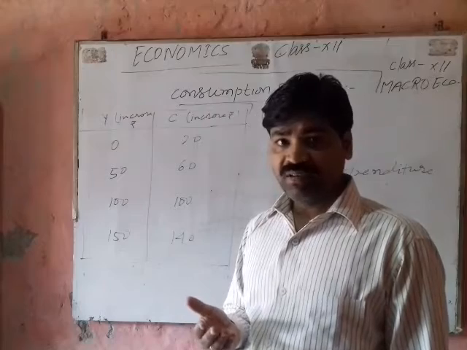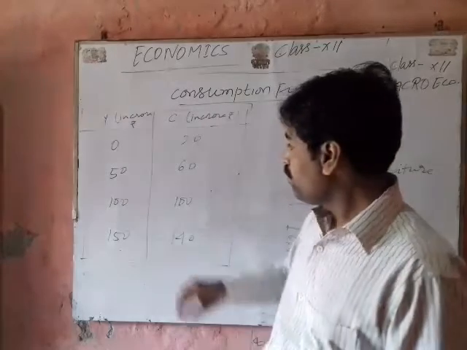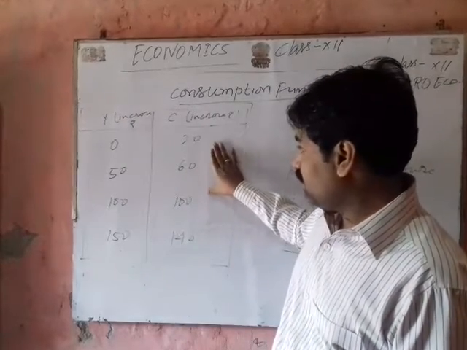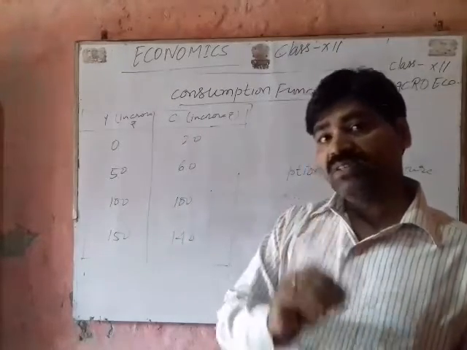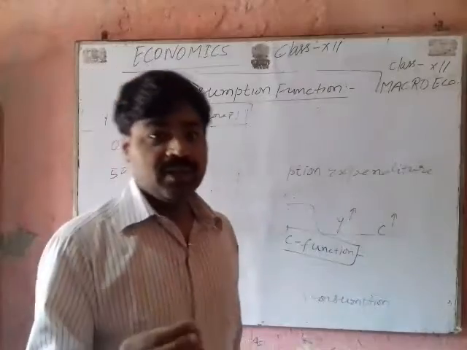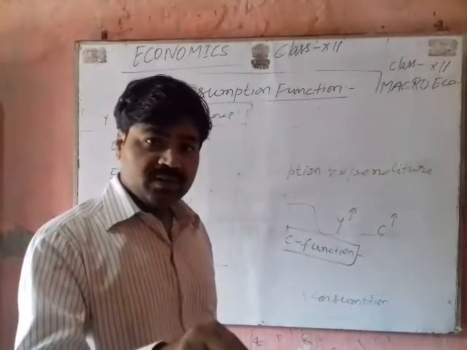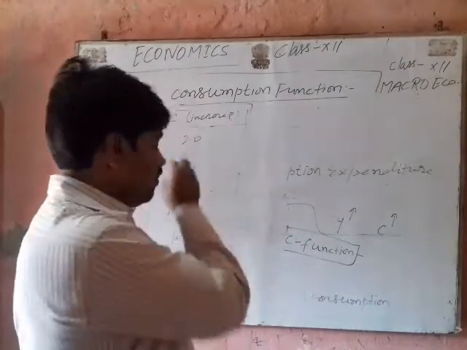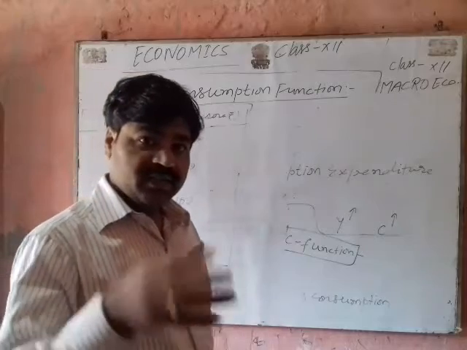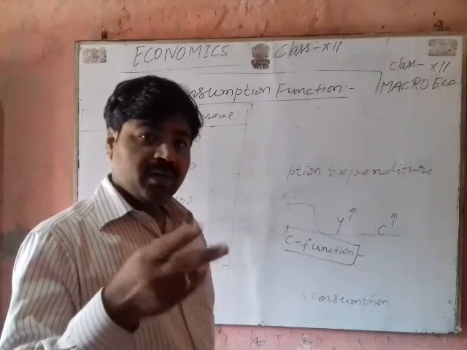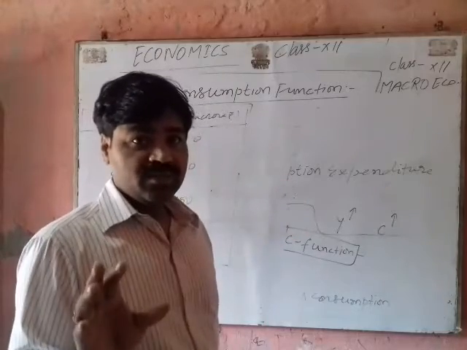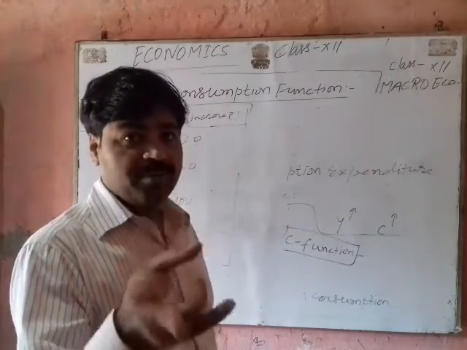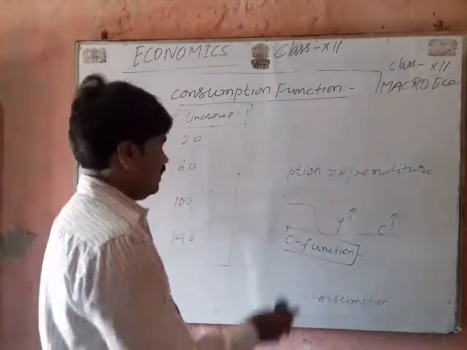It is the saving. S is equal to Y minus C. In this way, we see three things here. First, at the 0 level of income, there is a positive number of consumption. Here it is 20 crore. Second, when income increases, consumption also increases, but consumption doesn't increase with the same rate as the increase of the income. And third, there is a gap between the income and consumption.